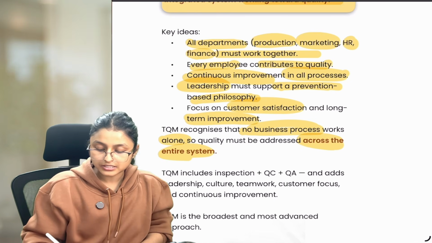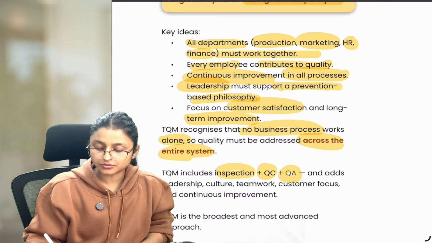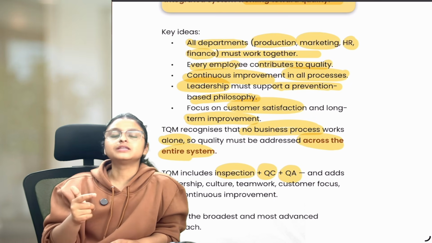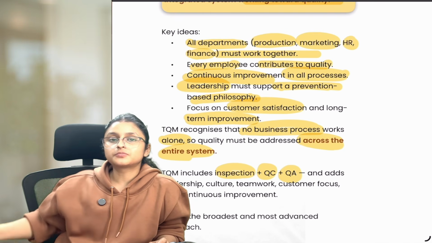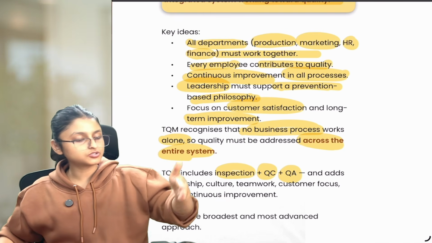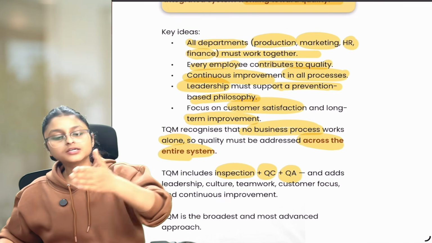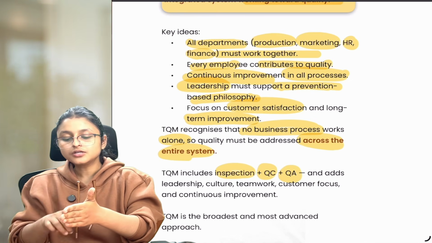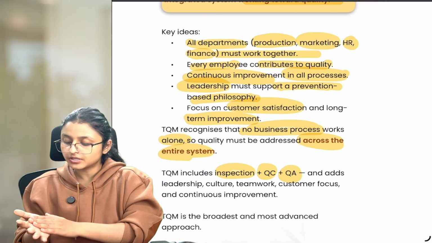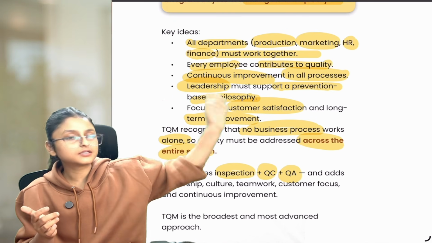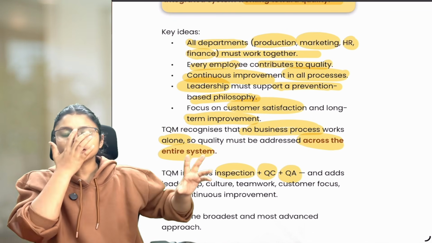TQM includes inspection, quality control, and quality assurance. Now, what does it mean? That when you are going on the next stage in the evaluation process, you went from inspection to quality control, from quality control to quality assurance, and quality assurance to TQM. Does it mean that when we enter TQM, we are not going to use any other technique? Answer is no. Think about it.